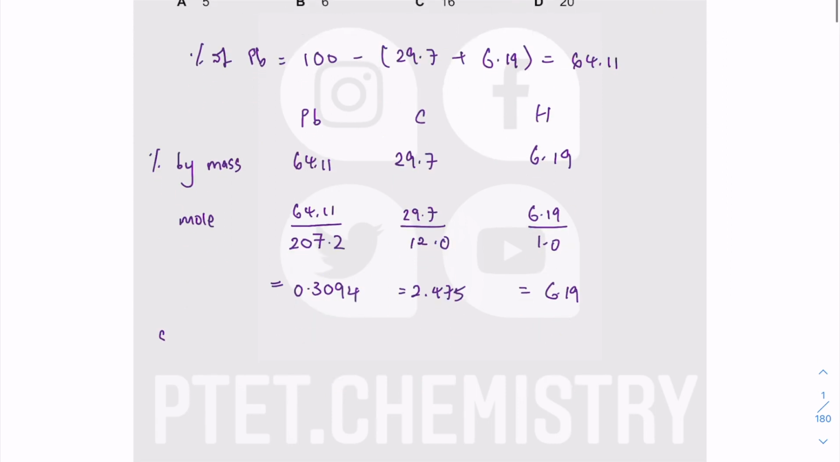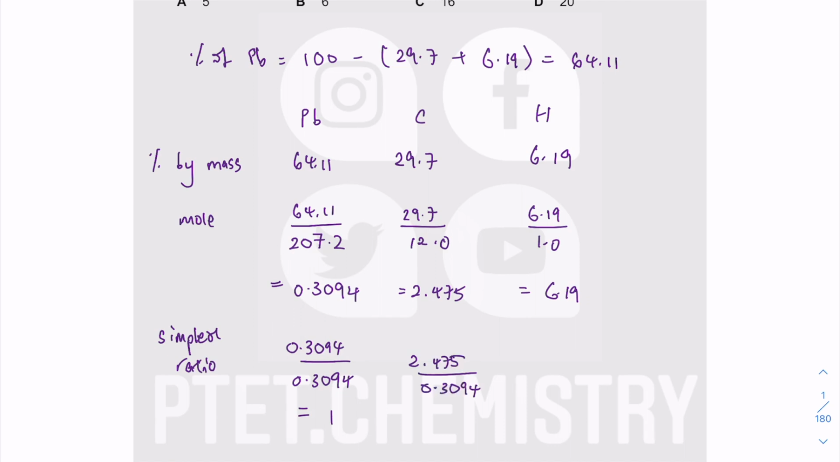And then of course we just get the simplest ratio of the atoms because we are looking at empirical formula, for which the definition of empirical formula is the simplest ratio of atoms in the compound. So the smallest number is this. To get the simplest ratio, we divide each of these by the smallest number of the mole, so that is divided by 0.03094. That gives you 1 because it's divided by itself.